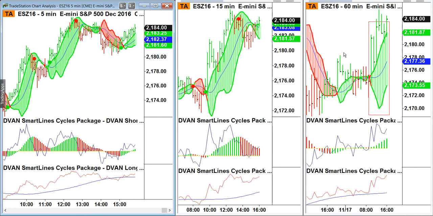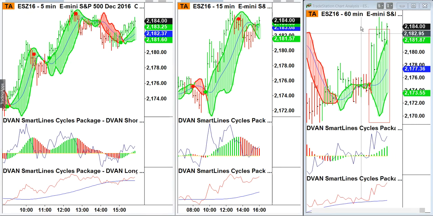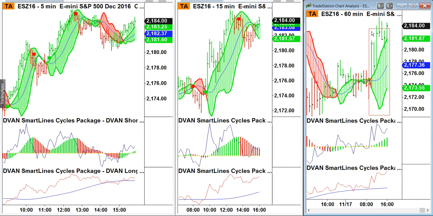Entering the day, I have this box. This is an hourly chart. I have the box of the actual day session in rectangular box right here, so you can kind of see this is the overnight session with it's quiet.